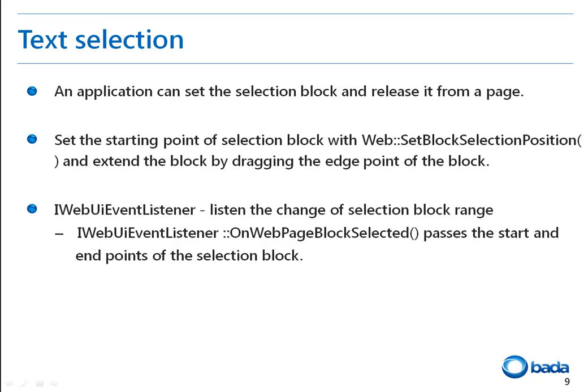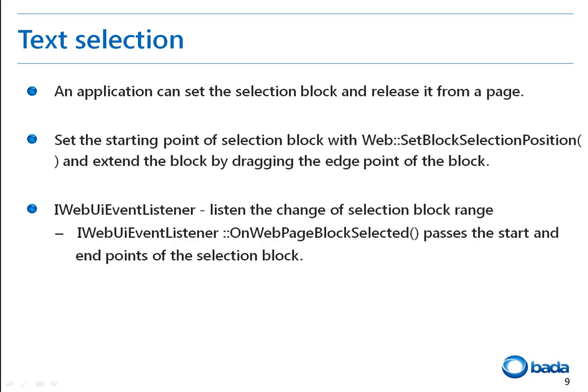OSP Web Controls provides you with a text selection feature on your web page. Using this feature, you can select and release a section of a text block from your web page, thus enabling you to copy and paste it. Set Block Selection Position enables you to set the starting point of the selection block, and you can extend the block by dragging the edge point of the block. This sets the selection block around the nearest word bound.